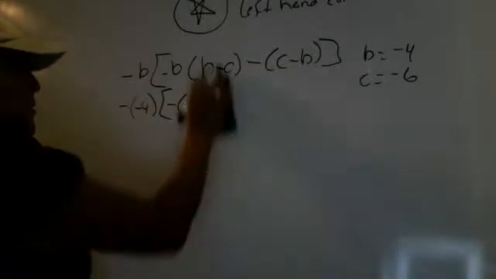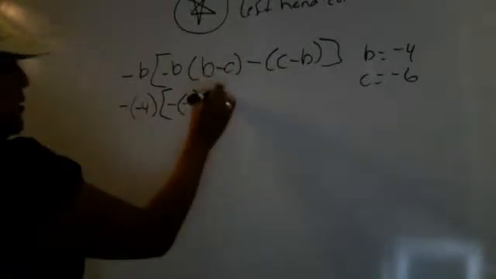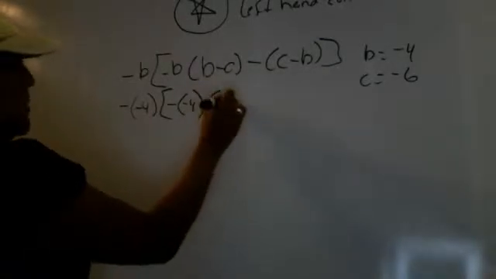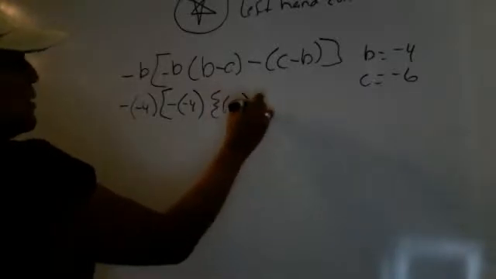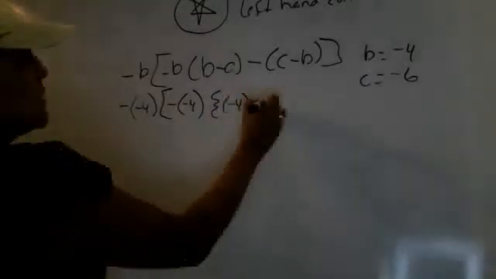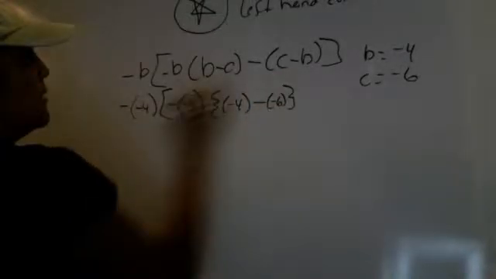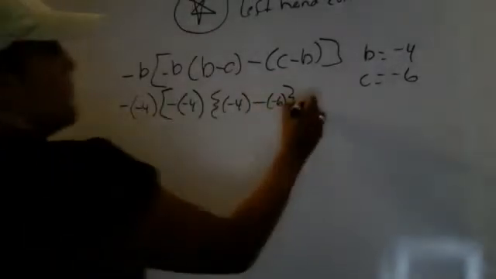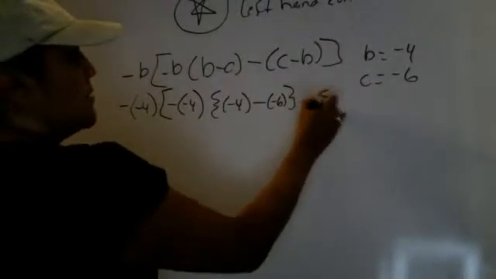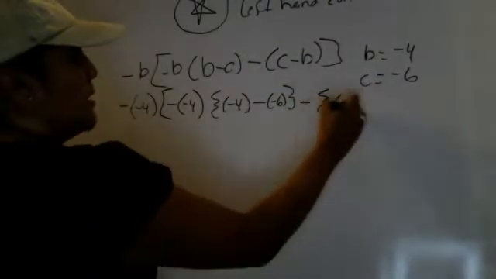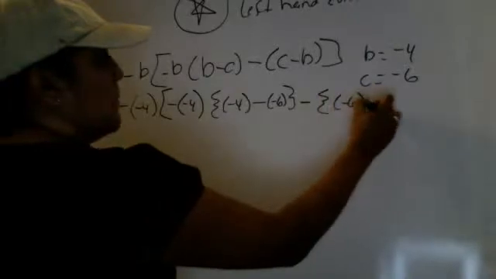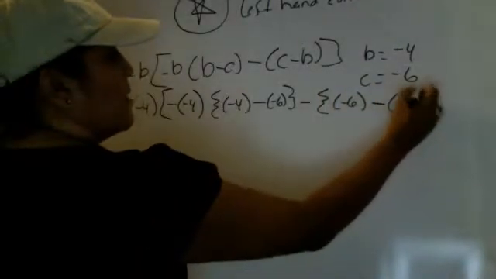And actually, I'm going to change it this way. I'm going to make this parenthesis into a brace. And I'm going to say -4 minus -6, okay, minus, I'll make this into a brace too, what is c? -6 minus a -4, and then my bracket.